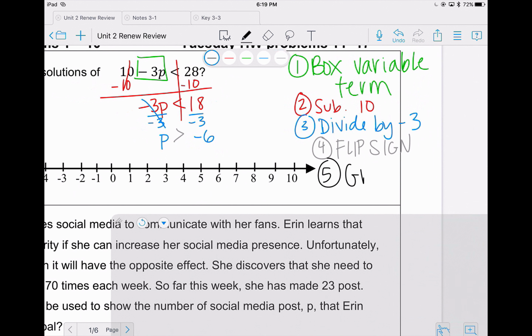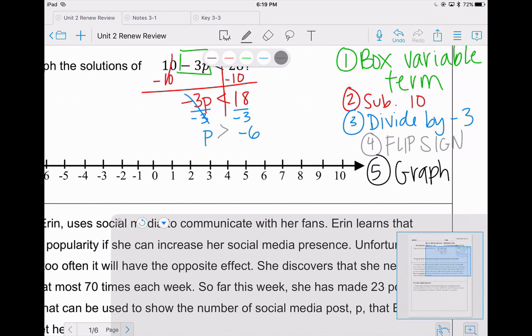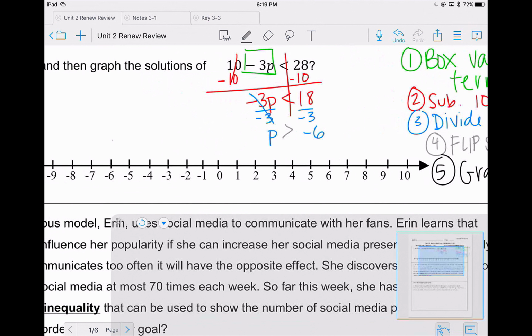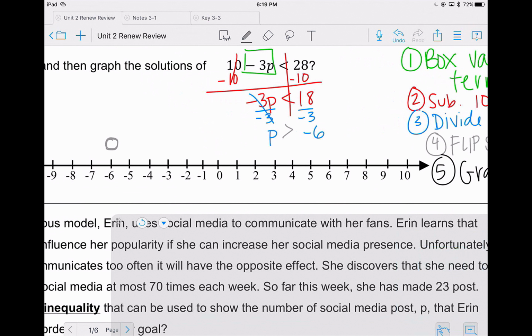Step 5 is to graph using my purple sheet if you still have it. When we read this, it says that p is greater than negative 6. So I'm going to go to negative 6 and do an open bubble. Remember, I do not have a line under the inequality, so I leave my bubble open. Greater goes to the right. We can remember that because greater has two r's, so I'm going to draw my arrow to the right side.